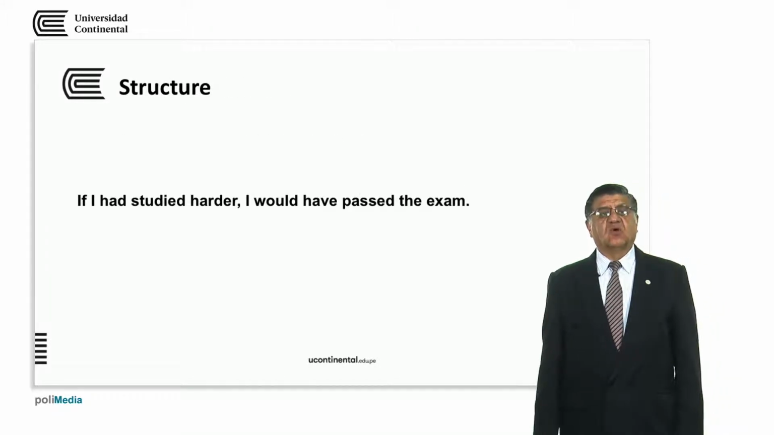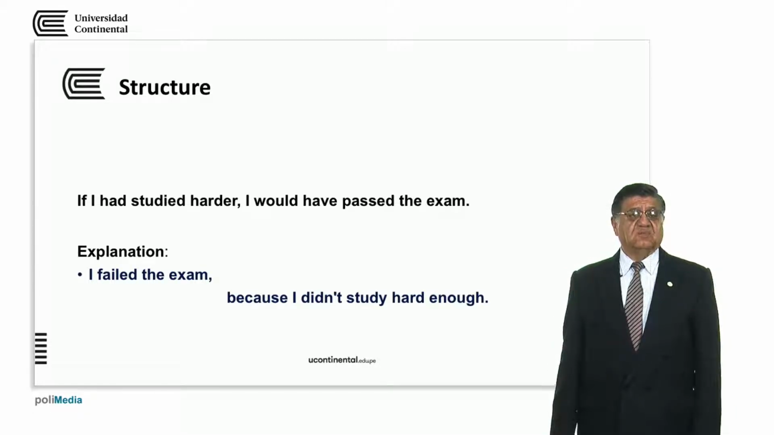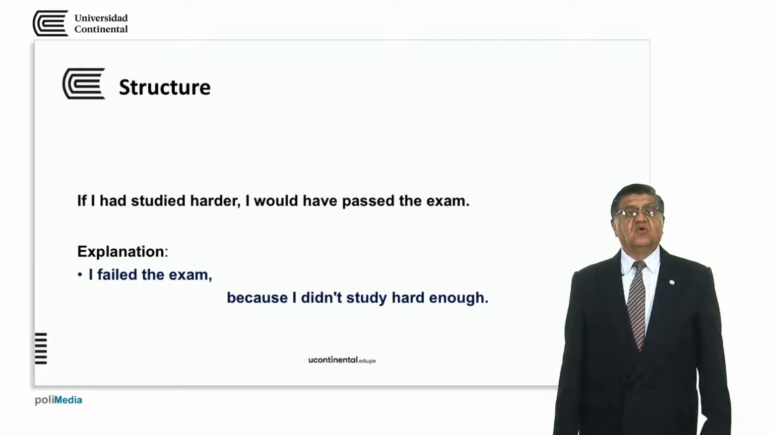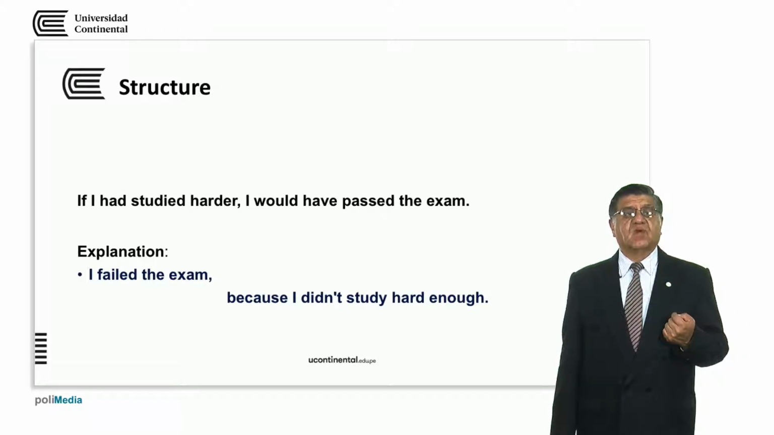The structure is fairly easy, really. Actually, it is quite easy. If I had studied harder, I would have passed the exam. If I had studied harder, that didn't happen. He didn't study hard. I would have passed the exam. So, if he had studied harder, he would have passed the exam. Okay? So, he failed the exam because he didn't study hard enough.